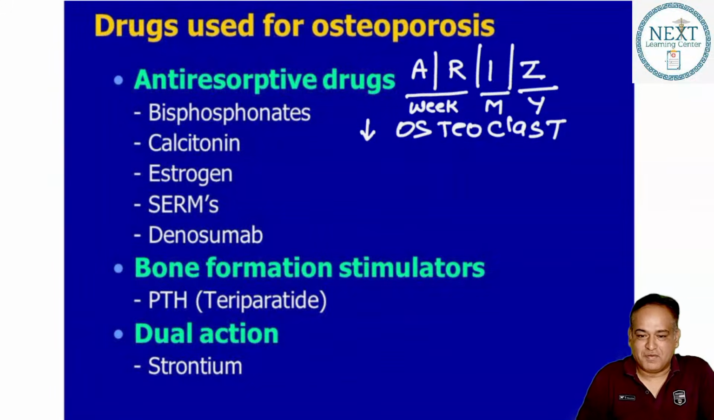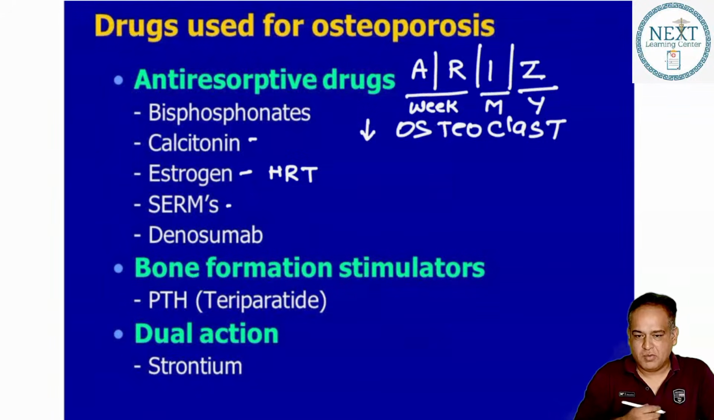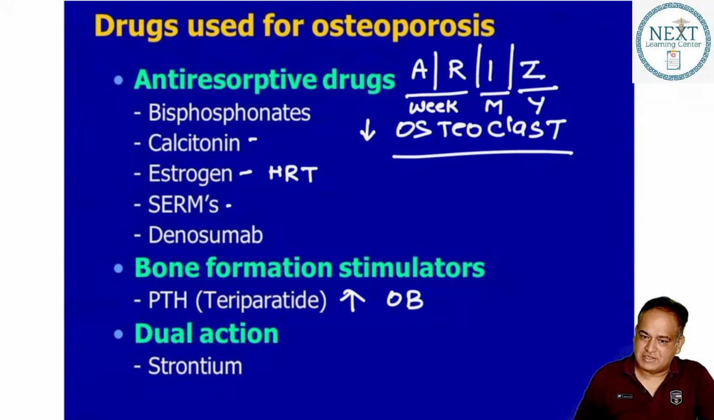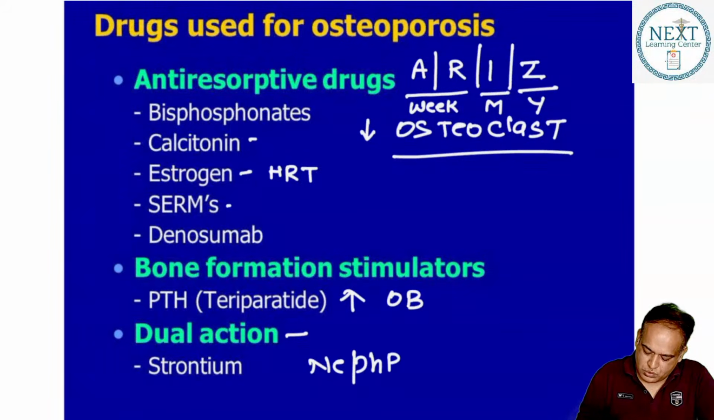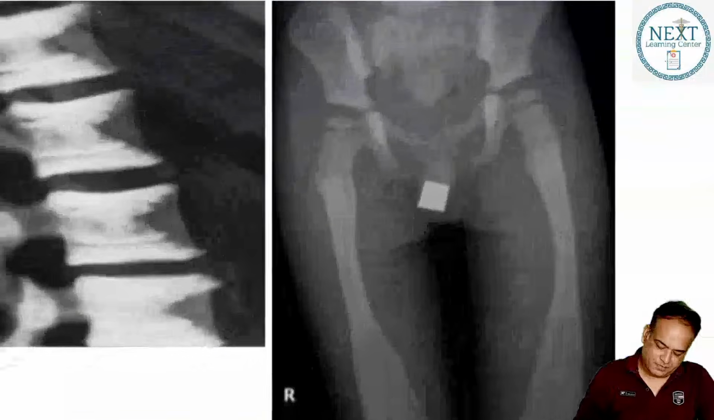Right? Bisphosphonate, calcitonin, second drugs. Okay. Then estrogen, as a part of hormone replacement therapy, selective estrogen receptor modulators, denosumab. So these are the drugs which decrease osteoclast activity. Then we have drugs which increase osteoblast activity, and then these are dual action drugs, but we don't use them very often because they are nephrotoxic, right?